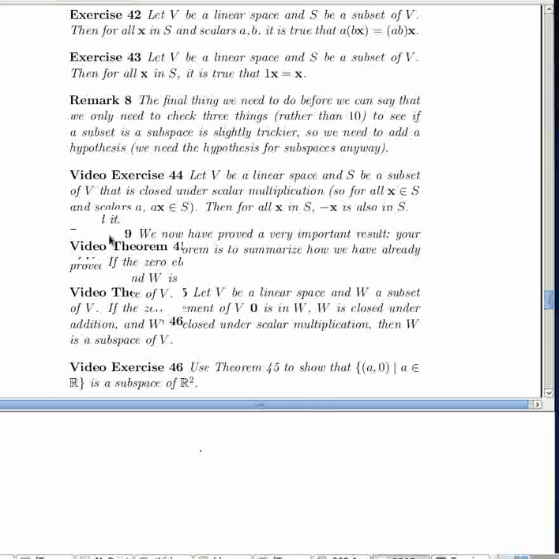And so what this does, most importantly, is give us a very easy way of checking whether something is a subspace. Instead of checking 10 axioms, we're just going to check 3. Is 0 in it? Is it closed under addition? Closed under scalar multiplication?